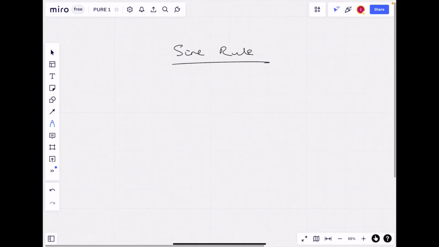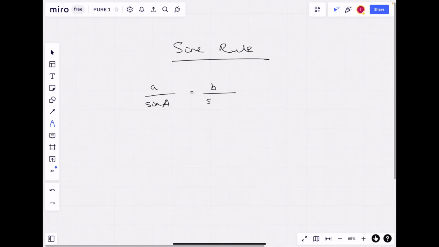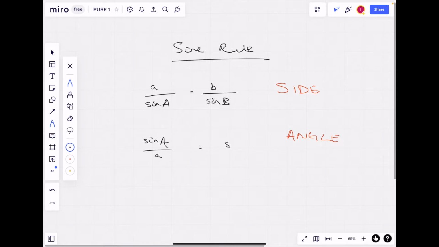The sine rule looks something like this. A over sine A equals B over sine B. This is what you're going to use if you're trying to find a side. If you're trying to find an angle, you just flip it upside down: sine A over A equals sine B over B.